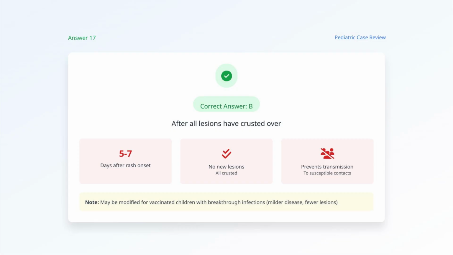Children with varicella should be excluded from school until all lesions have crusted over, which typically occurs 5 to 7 days after rash onset. This ensures they are no longer contagious. The criteria include having no new lesions forming and all existing lesions crusted. This recommendation may be modified for vaccinated children with breakthrough infections who often have milder disease with fewer lesions.